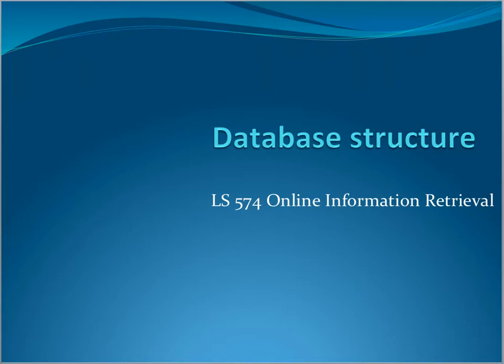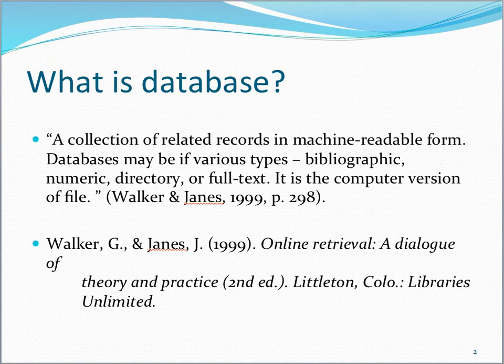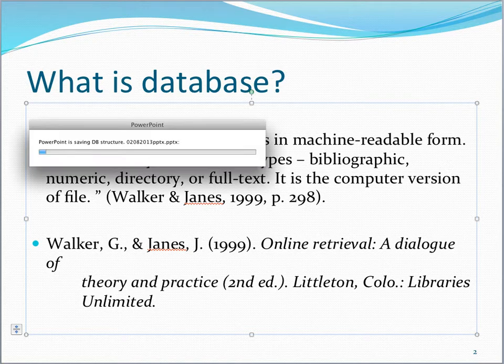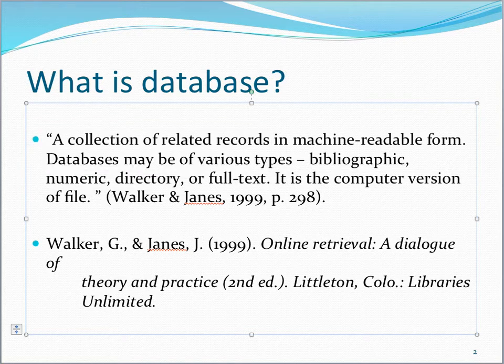First, let's define what a database is. Here we have a definition. What is a database? A database is a collection of related records in machine-readable form. A database may be of various types, for example, bibliographic, numeric, directory, or even full text. It is a computer version of a file. Okay, so what is a database?